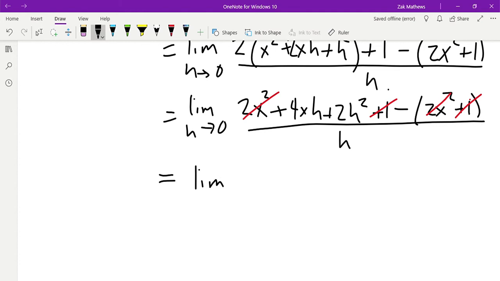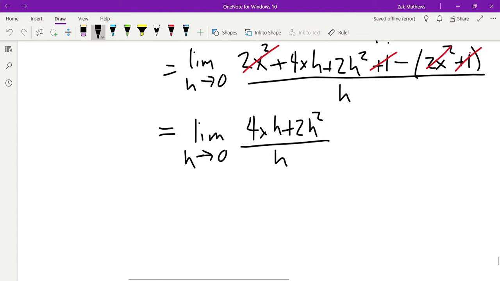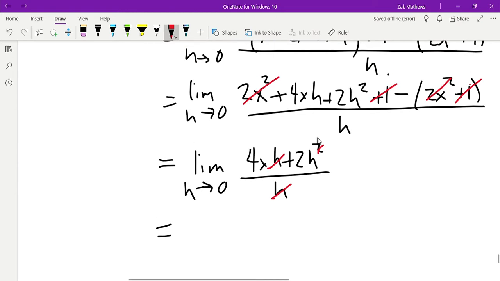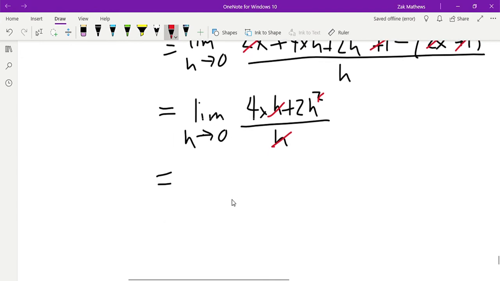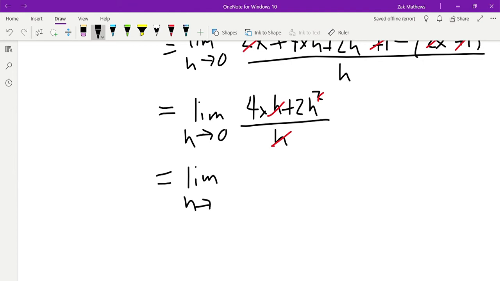So now what we have, still have our limit in front. And on the numerator, we have 4xh plus 2h squared over h. And now we can cancel out the h's because every single term has an h. We can cancel out one h from every position. We couldn't do that before because we had those x squared terms and the 1s. Couldn't cancel out the h's, but we can now. So we have the limit as h goes to 0 of 4x plus 2h.